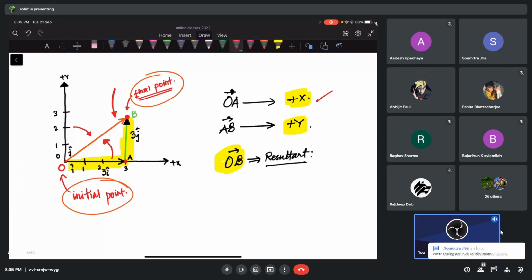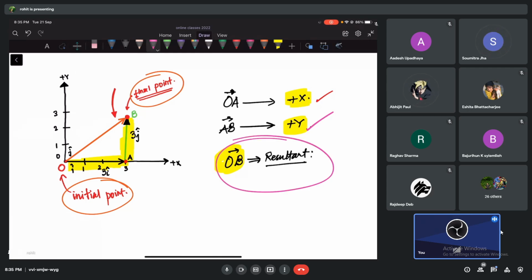Yes, in between positive X and Y. This is positive XY. Don't bring Z right now, okay? But wait a minute. Let me ask you in simple words: where is OA acting, in positive X? Yes. Where is AB acting, positive Y?